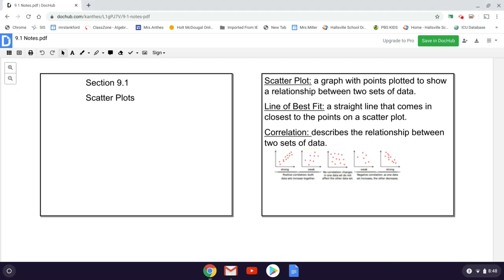All right, this is section 9.1, scatter plots. On your notes outline, you have these 3 vocab words that are blank, so you'll need to pause this video for you to fill in the vocab words.